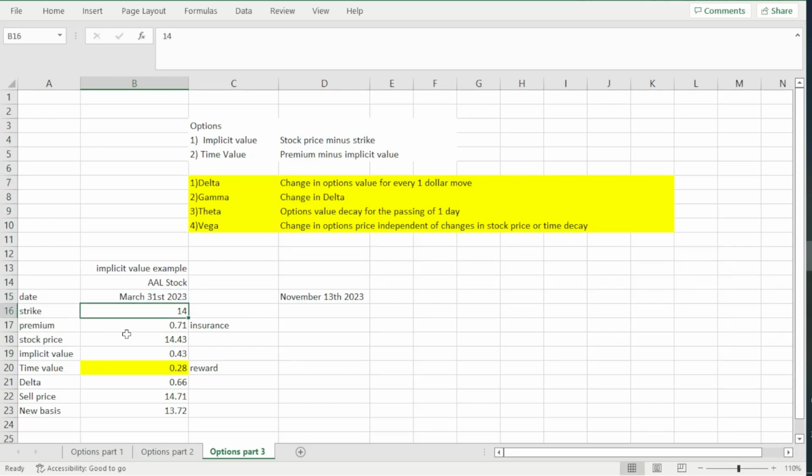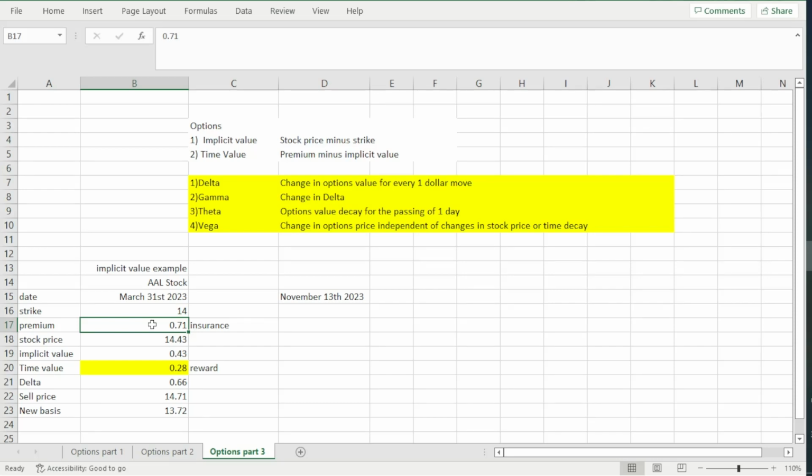We already determined that our premium is 71 cents. We determined our intrinsic value is 43 cents, our time value is 28 cents, and we know that our delta is 66 cents. So this premium, if we're selling a call, is pretty much insurance. Let me backtrack a little bit and explain what selling a call is.